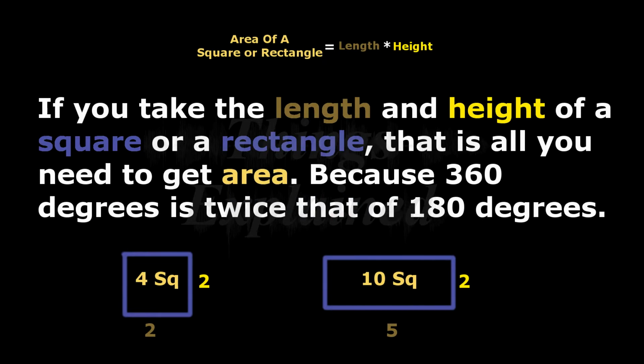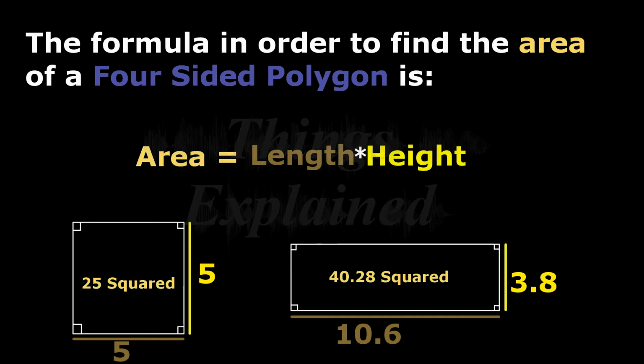In order to take the area of a square or rectangle, you only need length times height without dividing, because the 360 degrees of a four-sided polygon is twice that of the 180 degrees of a triangle, of the same base and height. So, in this example, here we can see that in our square, with a base of 5, times a height of 5, we get an area of 25 squared. In our rectangle, with a base of 10.6, times a height of 3.8, we get an area of 40.28 squared.